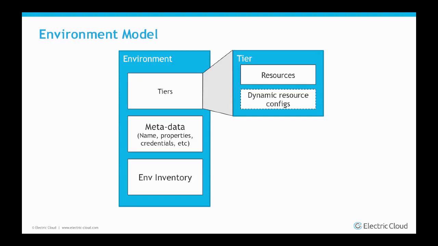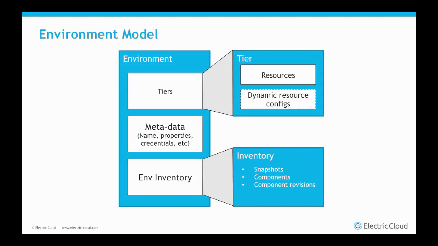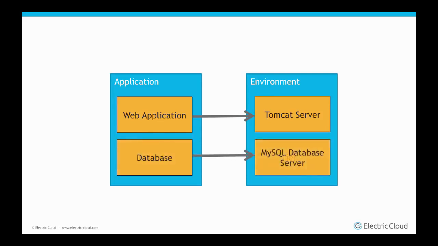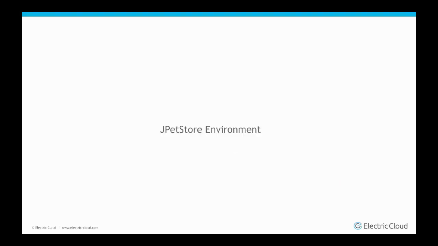An environment also contains an environment inventory, which details the current versions of each component or snapshot that is deployed in that environment. Once you have defined your application and environment, they must be connected with a tier map. This is the mapping of the application tiers to the corresponding environment tiers where the application will run. Tier maps provide a level of indirection, allowing you to freely add or remove resources from an environment without having to make any changes to the automation. Now let's look at the JPetStore example environment and tier map.